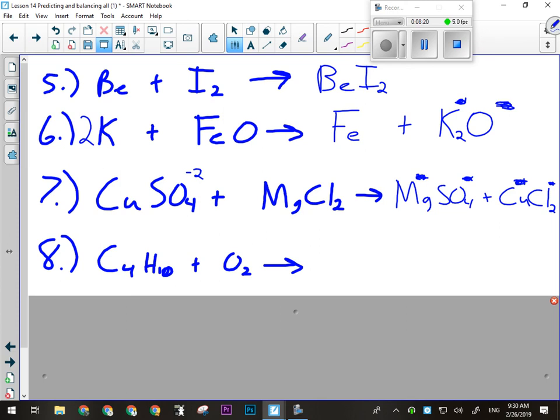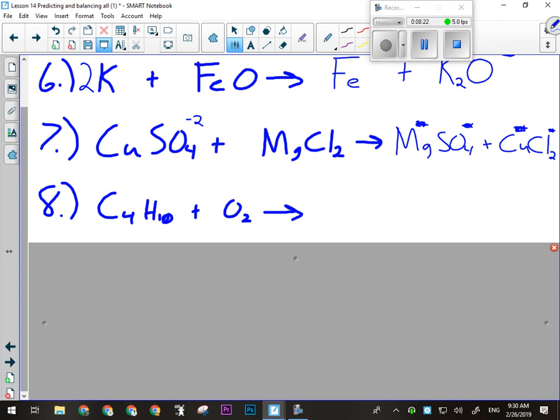For number 8, what kind of reaction is that? That is a combustion reaction. That is butane reacting with oxygen. That's the reaction that happens in a lighter. So if you use a lighter, this is the reaction that happens in a lighter. So C4H10 reacts with oxygen.